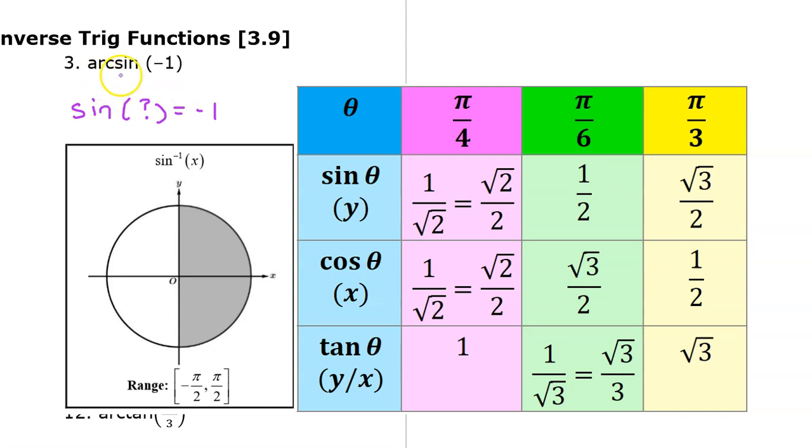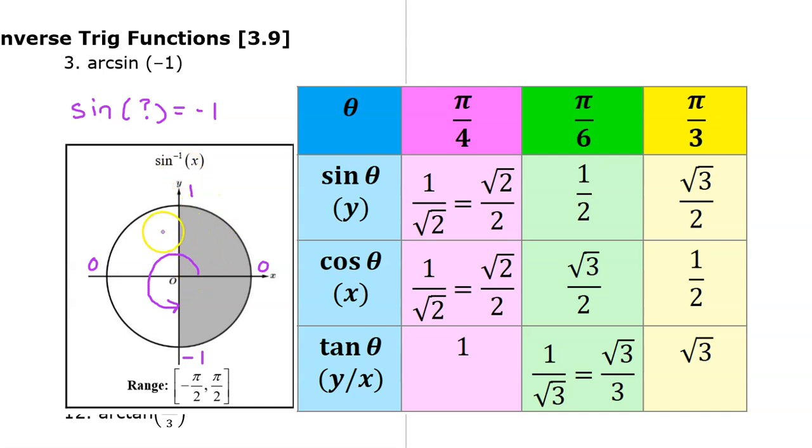To evaluate the arc sine of negative 1, you ask yourself the sine of what angle is negative 1. Sine is the y value on the unit circle, and right here the y value is 0, here the y value is 1, here the y value is 0, and here the y value is negative 1. Normally we would say, okay, the sine of 3 pi over 2 is negative 1 because the y value here is negative 1. However, this takes us outside of the restricted range of arcsine.